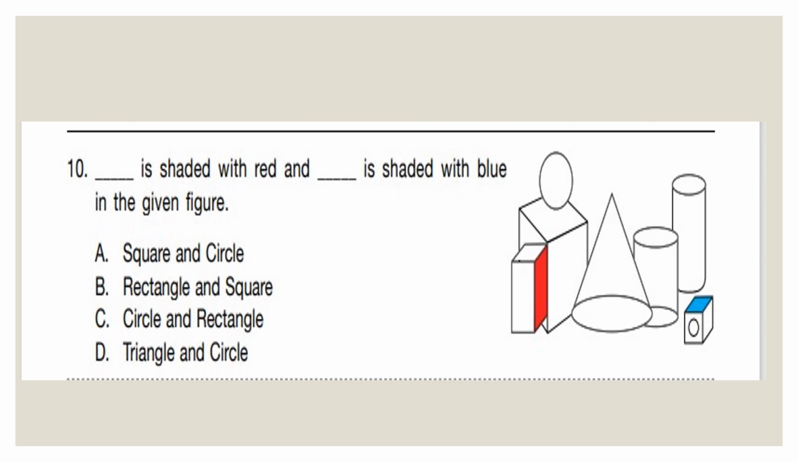Question number 10. Dash is shaded with red and dash is shaded with blue in the given figure. Option A, square and circle. Option B, rectangle and square. Option C, circle and rectangle. Option D, triangle and circle. In this picture, red is rectangle and blue is square. So our answer is option B, rectangle and square.